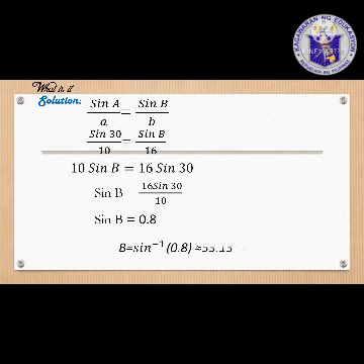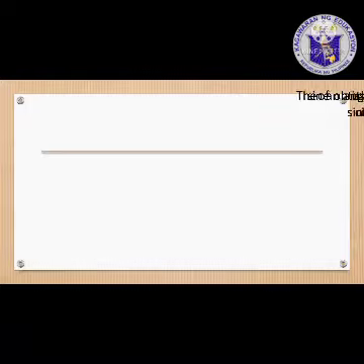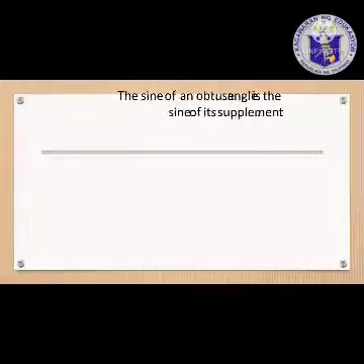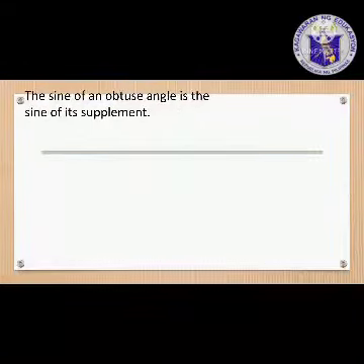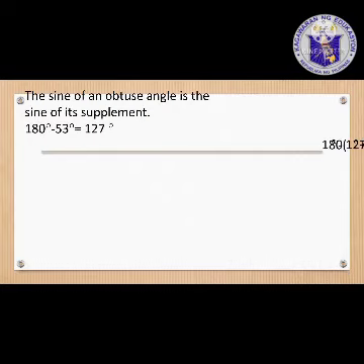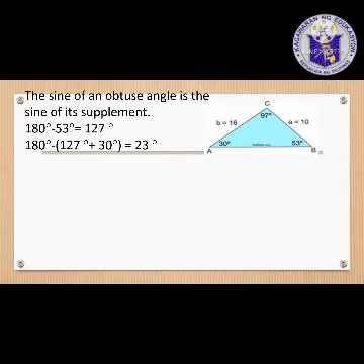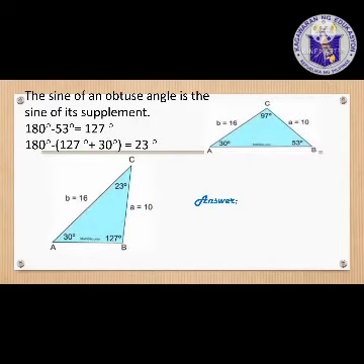You may plug it into a calculator to get the exact result. Sine B equals 0.8. It is less than 1 and greater than -1. So the measure of angle B is 53. To find the supplement of 53, we have 180 minus 53, which is 127. Remember that the sine of an obtuse angle is the sine of its supplement. So the measure of angle B is 53 or 127, and these are the two triangles.